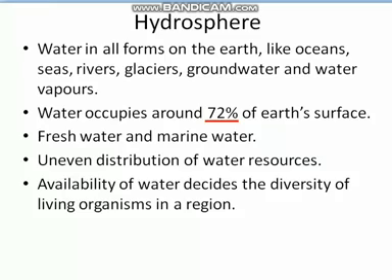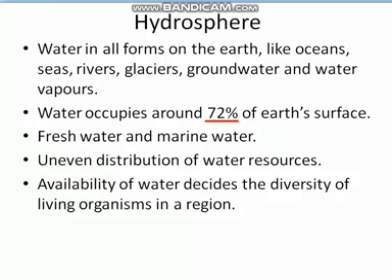Although water covers 72% of the Earth, this water is unevenly distributed. That means at some places the water is very abundant, but there are certain places where there is water scarcity. The availability of water decides the diversity of living organisms in that particular region.